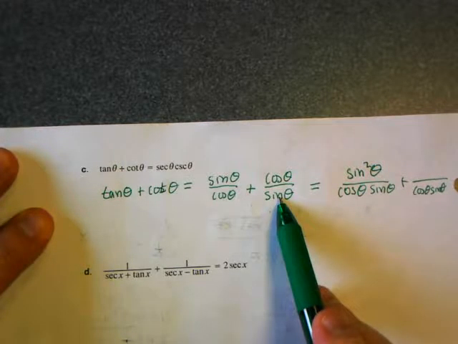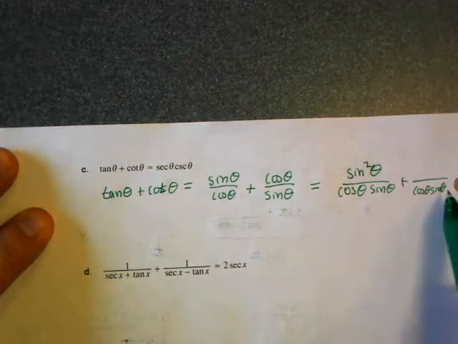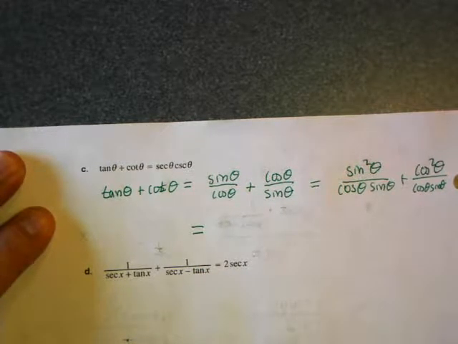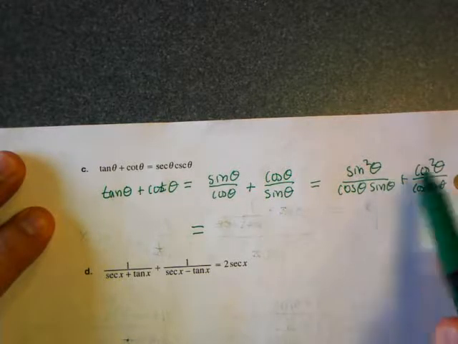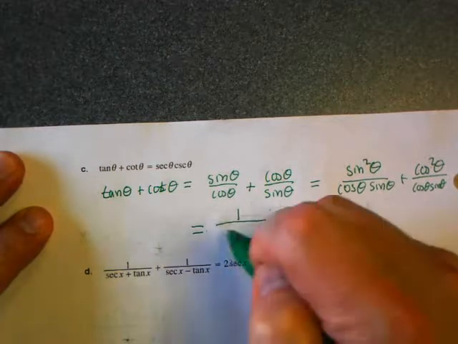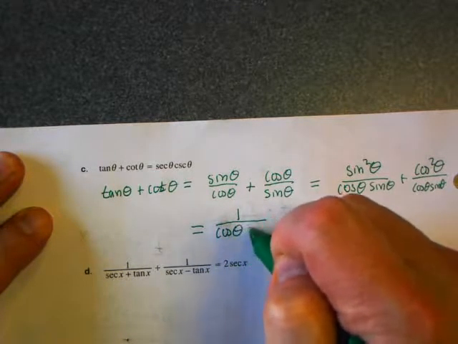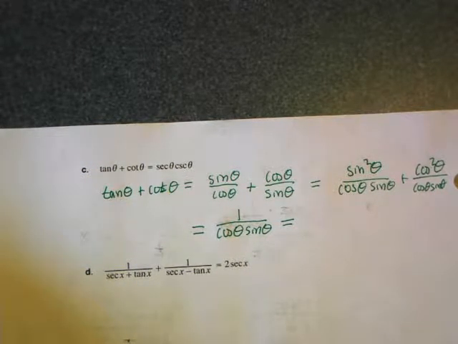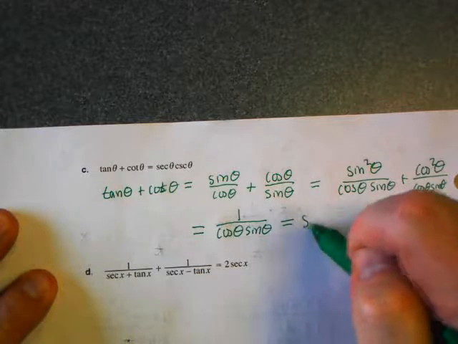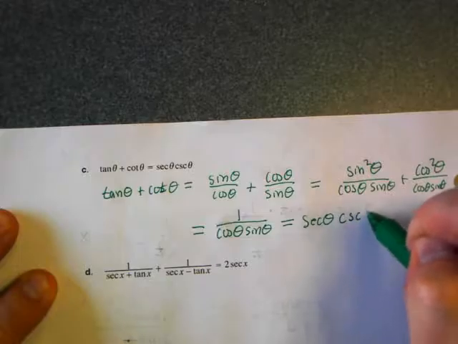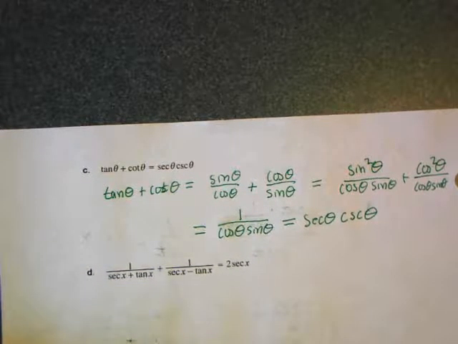Second fraction, what did I have to multiply the bottom by? So I better multiply the top by cosine. That gives me cosine squared theta. And then I'm seeing something I really like. What am I seeing? Sine squared plus cosine squared is 1. So this is 1 over cosine theta sine theta. Having the cosine on bottom, that's a secant. And having the sine on bottom, that's a cosecant. And I got exactly the answer they told me I should.